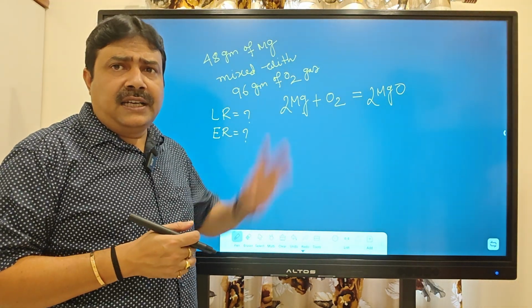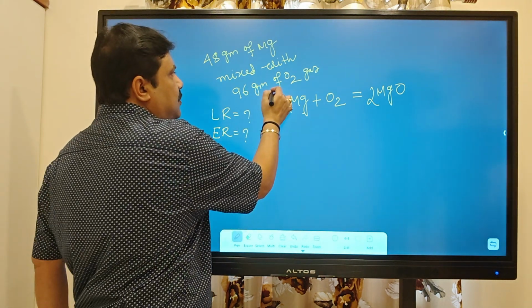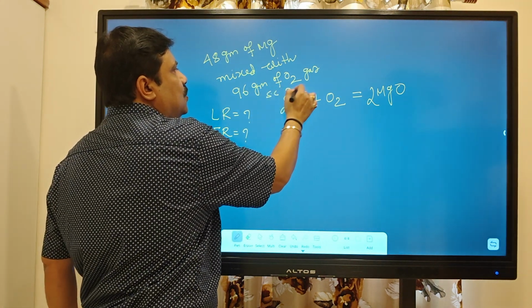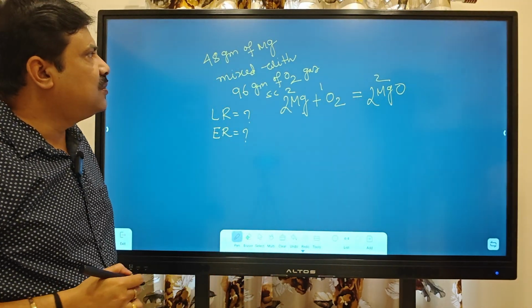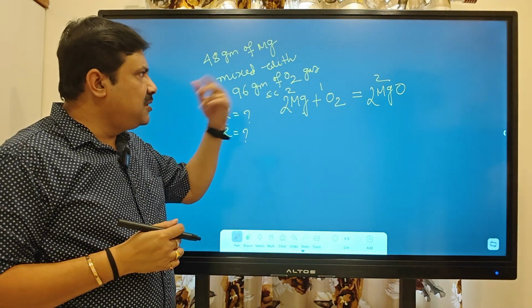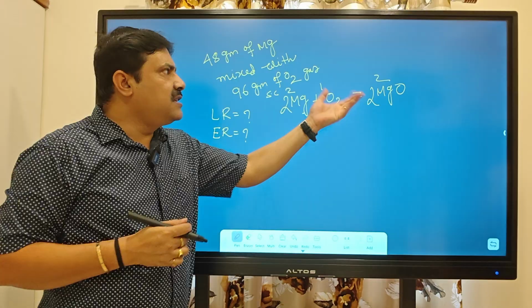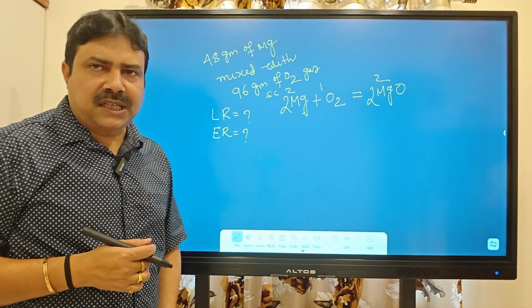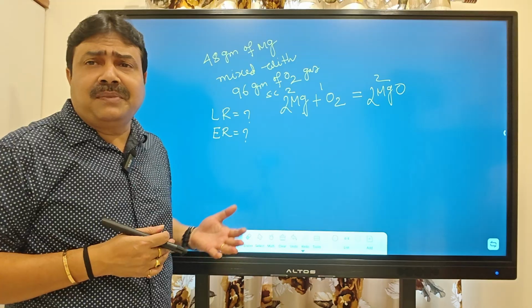Now, whenever you write down the balanced chemical equation, you get the stoichiometric coefficients. What are the stoichiometric coefficients? 2, 1, 2. Yes or no? I told you, always write down the stoichiometric coefficients, that means you get the mole ratio. That means 2 moles of magnesium will react with 1 mole of oxygen gas, forming 2 moles of magnesium oxide. And that is called stoichiometry. That's why stoichiometry is a measuring.